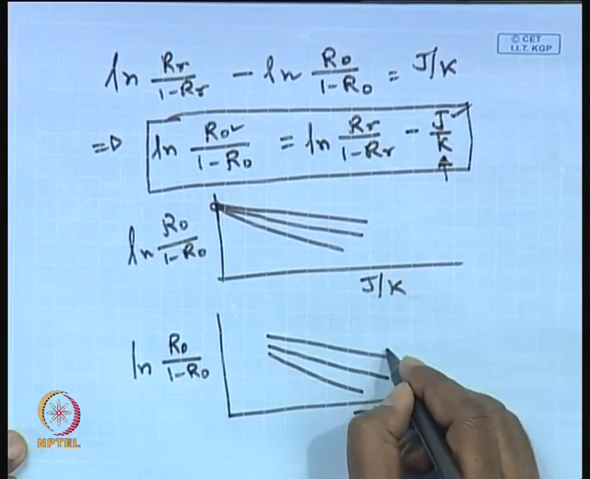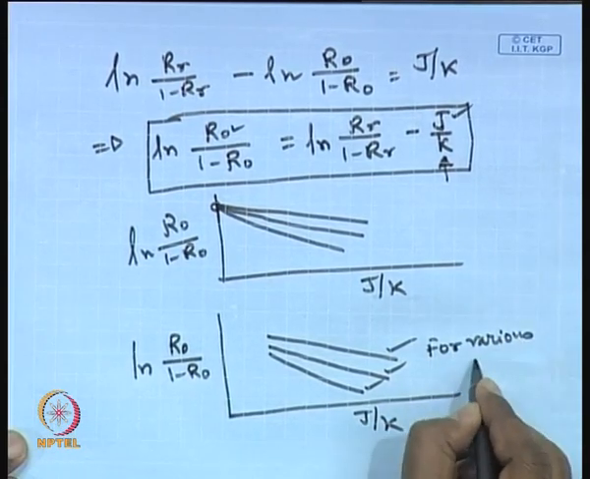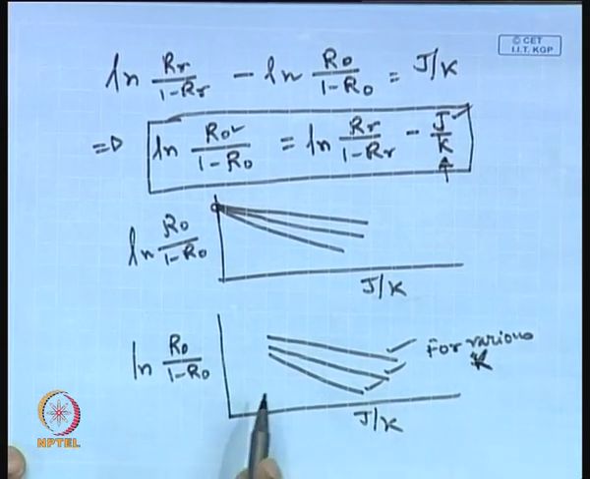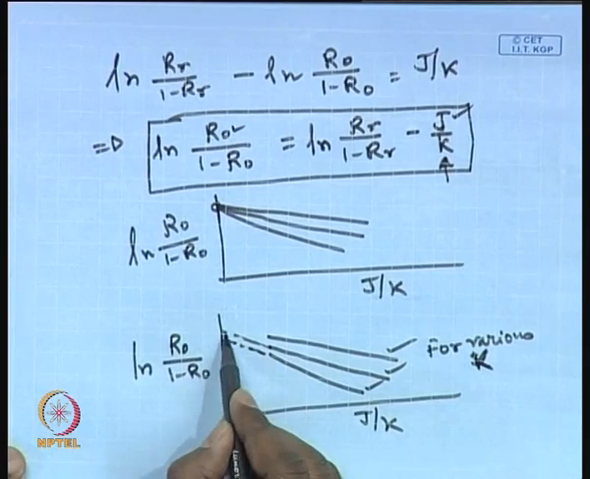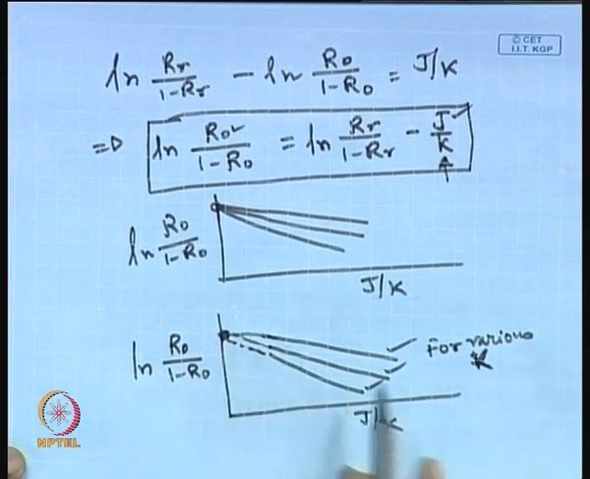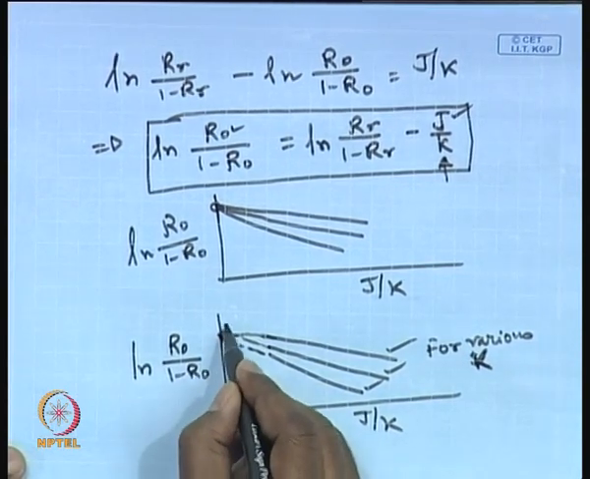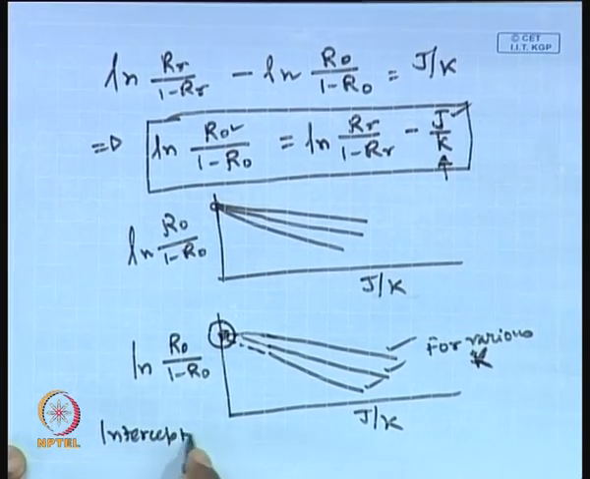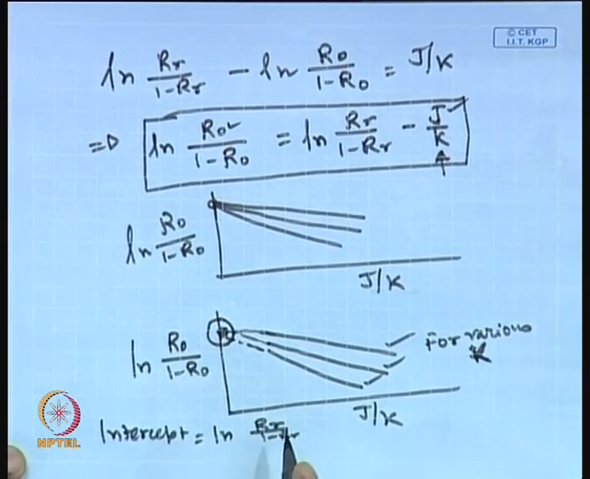And these curves are basically for various values of mass transfer coefficient. Now, if you extend this curve, you will see that all these curves will basically merge to a particular point on the y axis, the intercept. And what is the intercept? The intercept is nothing but ln of RR divided by 1 minus RR. So, from that one can estimate the value of real retention.